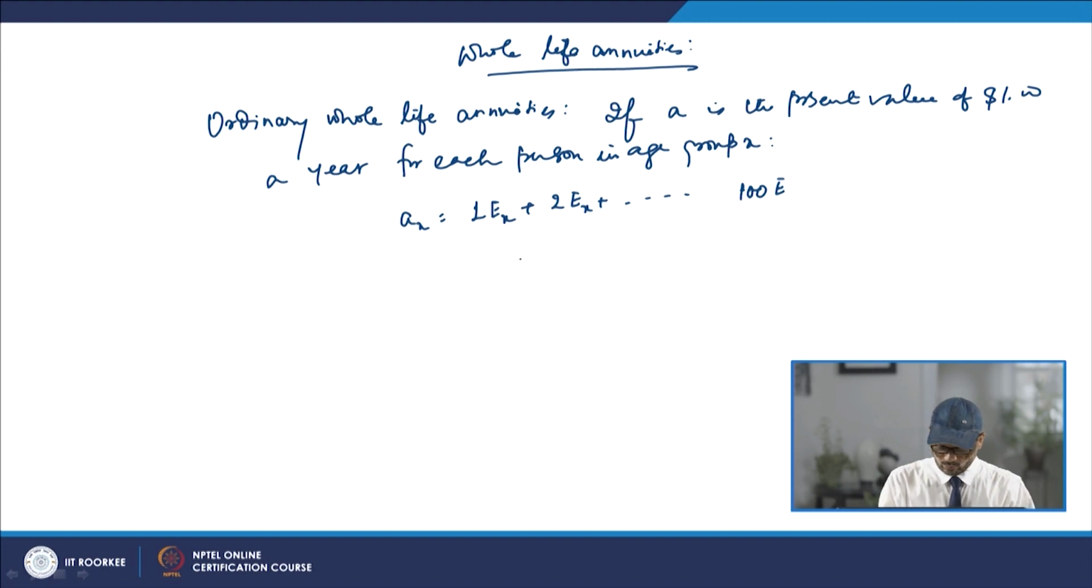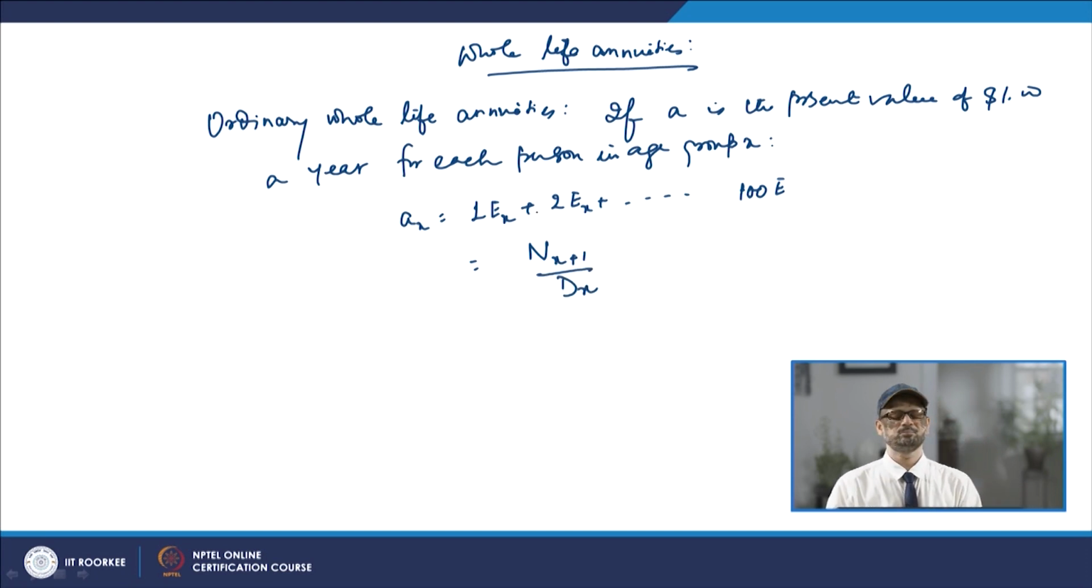So, basically what is happening is you calculate this as Nx+1 by Dx, because in the numerator you have Dx+1 plus Dx+2 up to 100. So, its sum will be Nx as we have found out, and that will be Nx+1 by Dx. So, basically by using this formula you can find the endowment values in such cases. So, this is the case of ordinary whole life annuities.